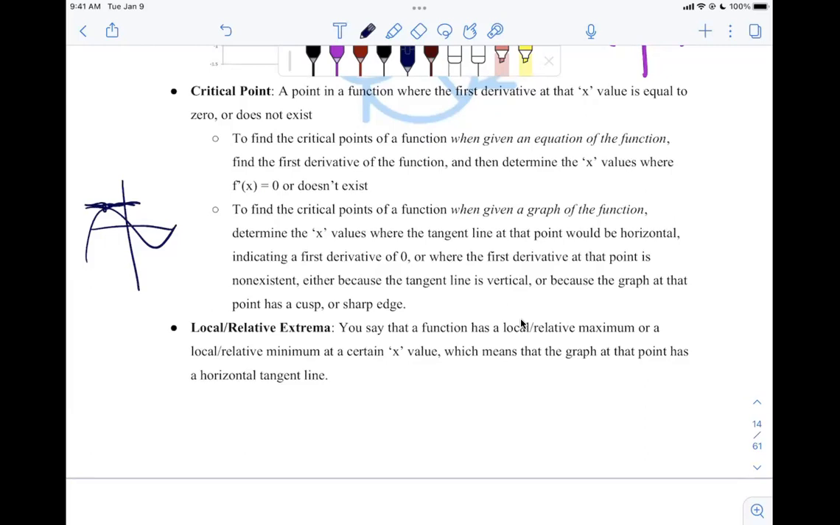The reason for that is that sometimes we could have a function like this, where even though the derivative is 0 at this point, it doesn't change from increasing to decreasing or decreasing to increasing. So to figure that out, we use the second derivative. So if the second derivative is positive at the point and the first derivative is 0, then we're at a local minimum. And if the second derivative is negative and the first derivative is 0, then we're at a local maximum.